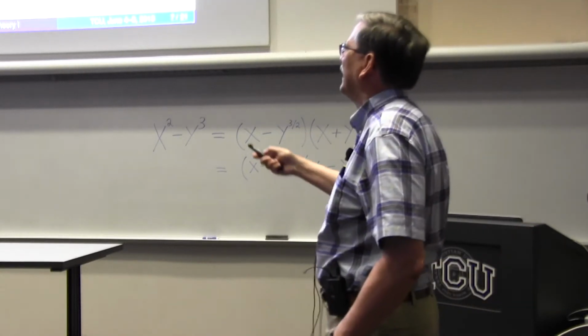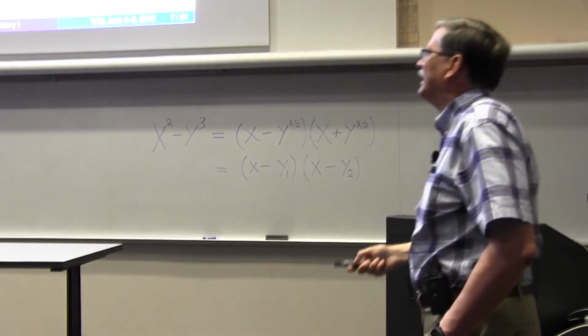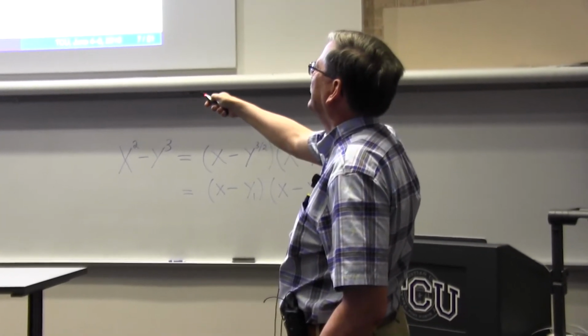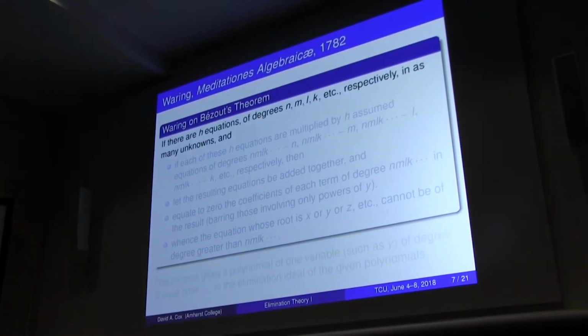Now let's talk about how Waring talked about this in 1782. Here he used h for the number of equations, and the various degrees. And they seem not to like indices back then, so they use things like this.